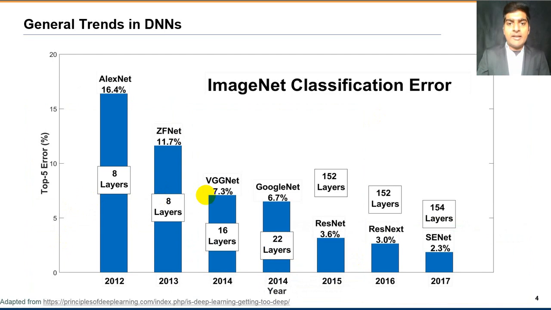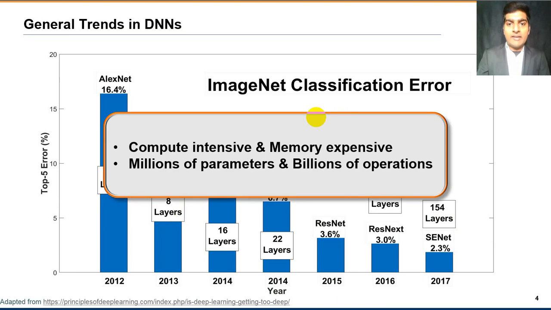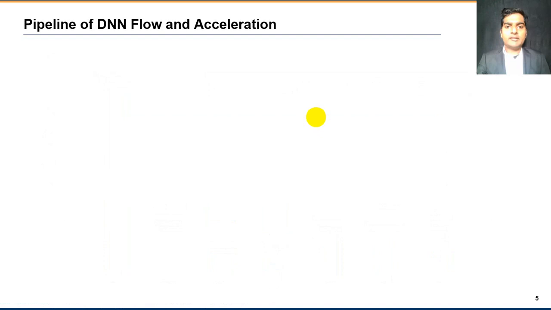It can be observed that, in general, for ImageNet, as shown here, most of the recent networks require more operations as compared to the previous ones in order to have better accuracy. But this results in larger networks having large storage and compute requirements. Therefore, DNNs in practice are compute intensive and memory expensive, and their processing requires millions of parameters and billions of operations. On this slide, we will discuss the pipeline of DNN flow and acceleration.